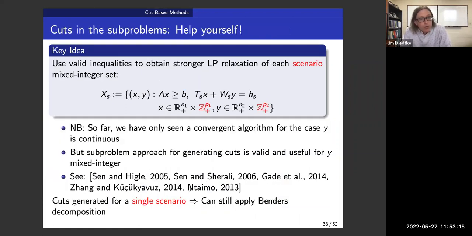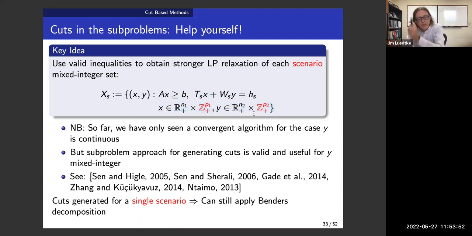Okay, so the other thing you can do though is you can add cuts directly in the subproblems, and this is where you might have to do a little bit more work on your own. The idea here is we look at each individual scenario set. So I call X_S the feasible region where I include the decision variables of the first stage and the decision variables of the second stage, but just for that one scenario S. I have my first stage constraints, I have my scenario constraints for scenario S, and I have possibly mixed integer constraints in both the second and first stage variables.